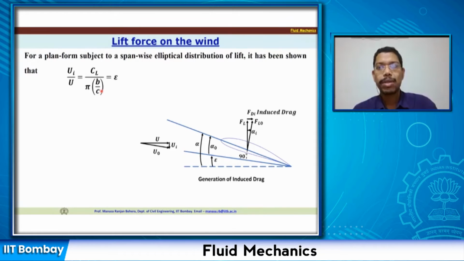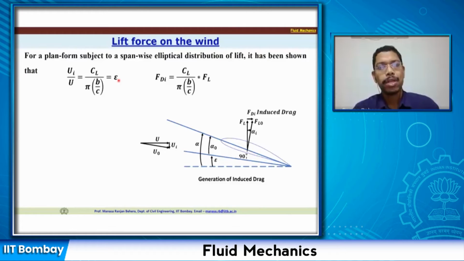In this case b is the width and c is the chord length. So c is the chord length, that is from here to here, and b is the wing length or wing width, whatever we may call it. So chord length is this one. Transverse to that we have some distance, that is your b. So it depends on this ratio, CL divided by pi multiplied by b by c, which we can call epsilon or some other notation, it doesn't matter.